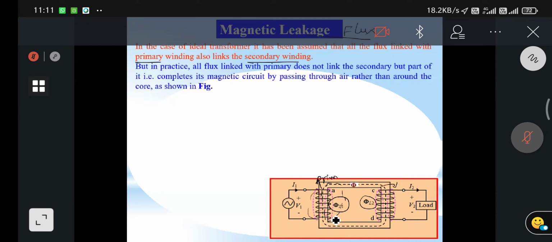So simply I can say that the leakage flux is the flux which links with either primary or secondary, but not both. That point you have to remember. The leakage flux is the flux which links with either primary or secondary, but not both. It does not have any role in transferring power from one circuit to the other circuit.